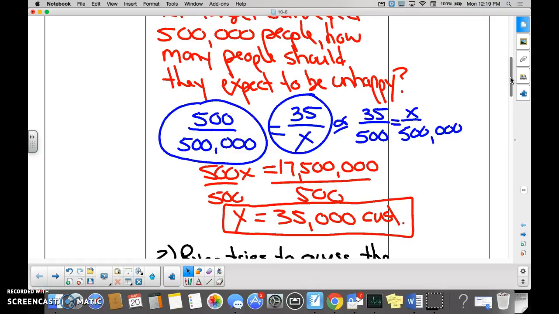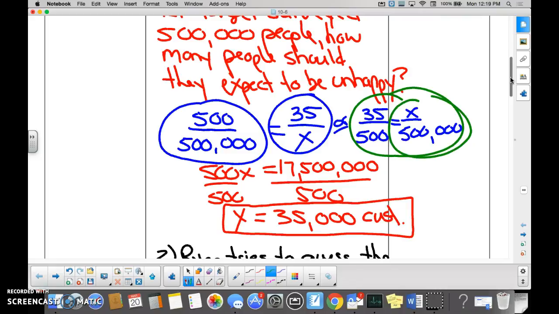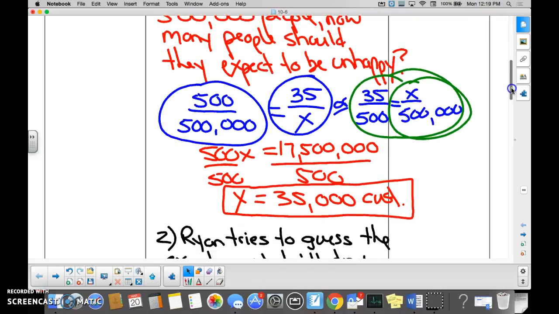That's a lot, isn't it? Yeah. I think Nathan Heine told us that would be about 7%. You also could have done your proportion this way. 35 out of 500 were unhappy, therefore X out of 500,000 would be unhappy. Either way, you're going to come up with 35,000 customers.